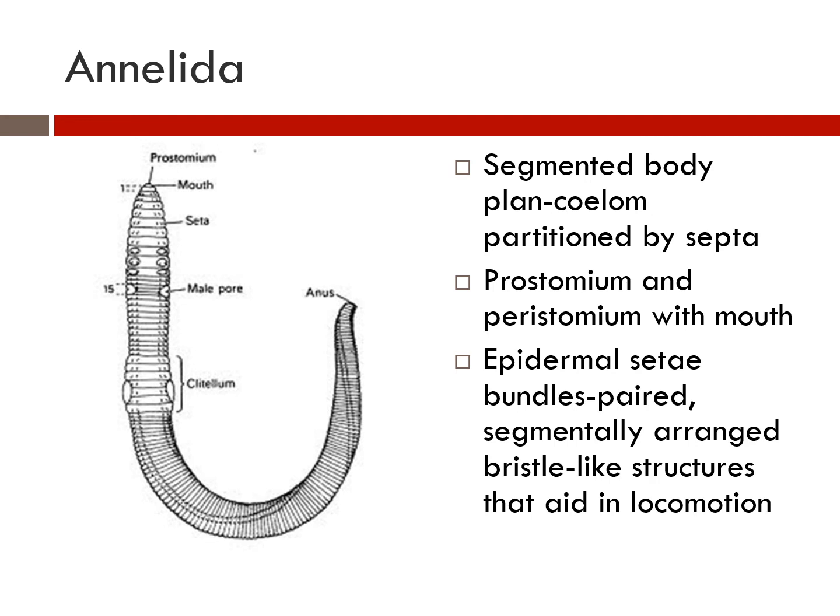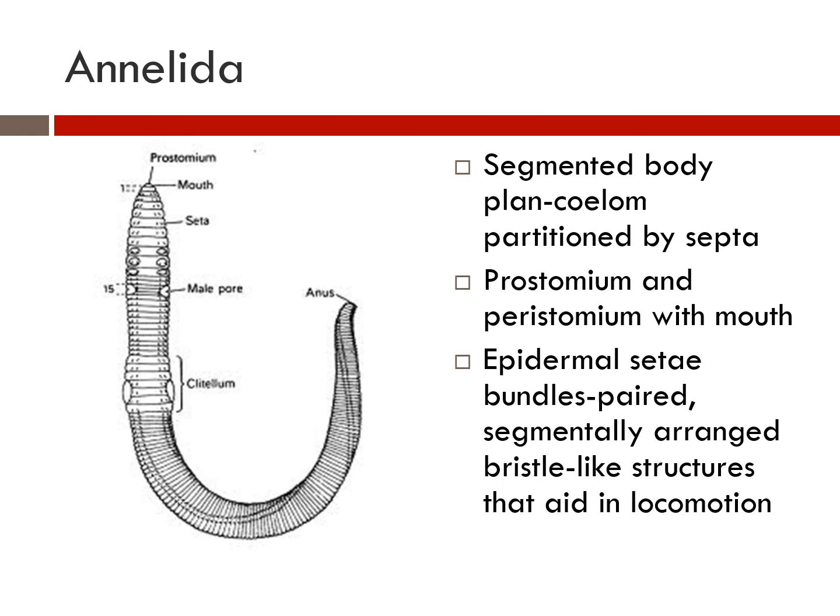Apomorphs for the annelids: they have a segmented body plan. So the coelom is partitioned by septa. They've got a prostomium and a peristomium with a mouth. That's going to be this section up here. So remember the stoma: they've got before the stoma, after the stoma, and around the stoma. So the peristomium has the stoma, the mouth.